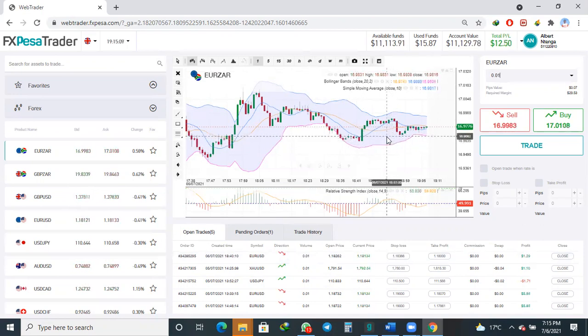Now, it's advisable that you place fewer trades depending on your account value. For someone having an account like this, 11,000, that's maybe a million Kenyan shillings, you can place as many trades as you want, also minding the required margin of those trades and their lot size. So basically, you have to take care of the available funds.